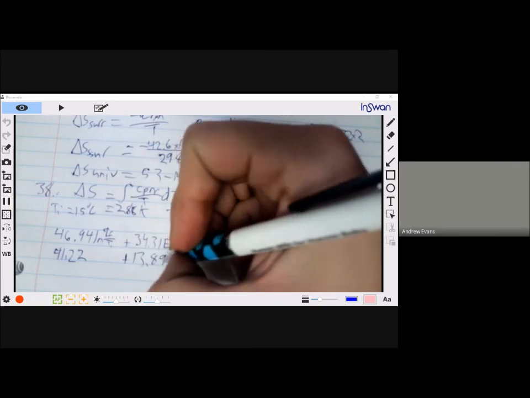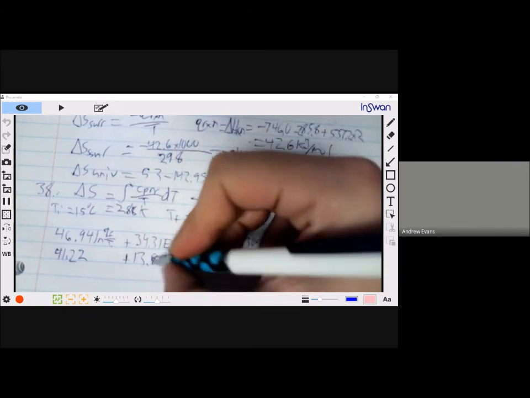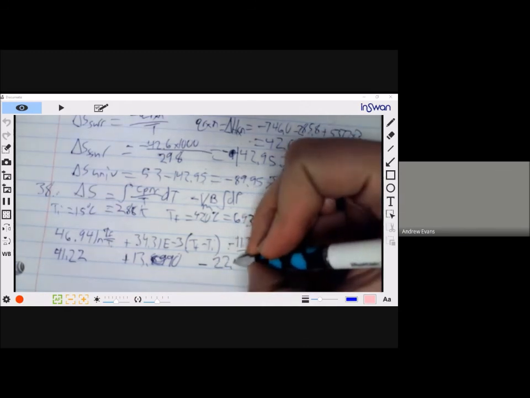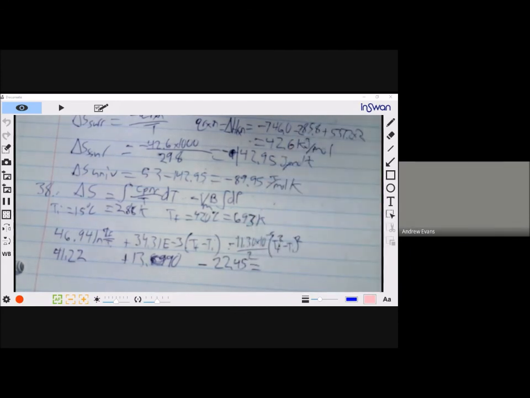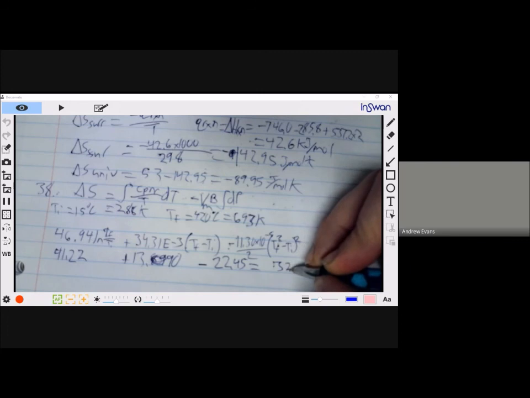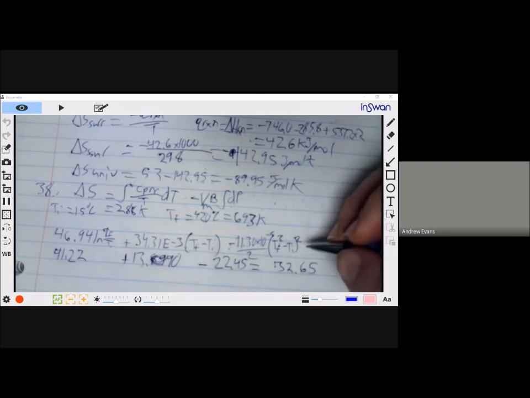So I can run that: 13.90. And then 5 times 693 squared minus 288 squared. So all that term goes to 22.45. Okay, the whole temperature term: 13.90 minus 22.45. So the temperature term affects it by 32.65.